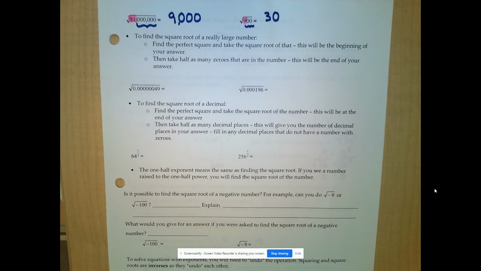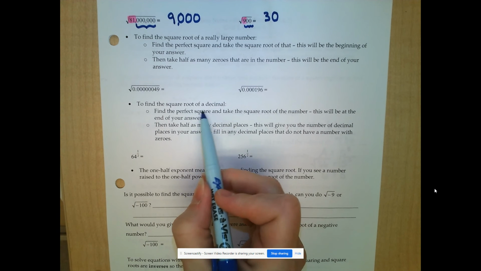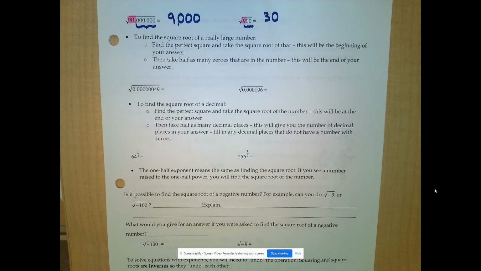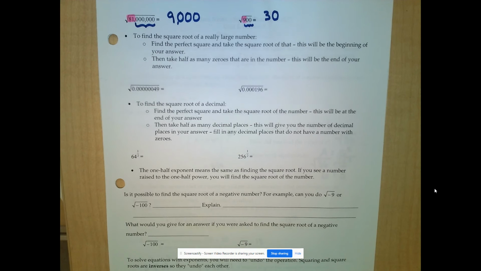So this trick, this sort of shortcut, only works if two things happen. You have to start the number with a perfect square, and there has to be an even number of zeros following it. If you have a decimal, you're going to do the same sort of activity, same sort of idea.